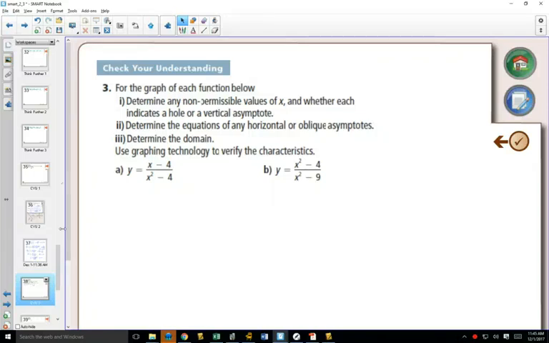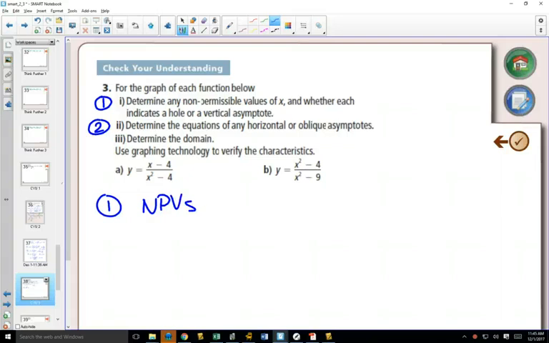We're going to look at the characteristics of these two graphs. Again, the question's just saying to find the non-permissible values, then determine oblique or horizontal asymptotes. That's sort of the order that we've been doing so far. First, we're always looking for our non-permissible values. So in these ones, it's not bad to even label that.